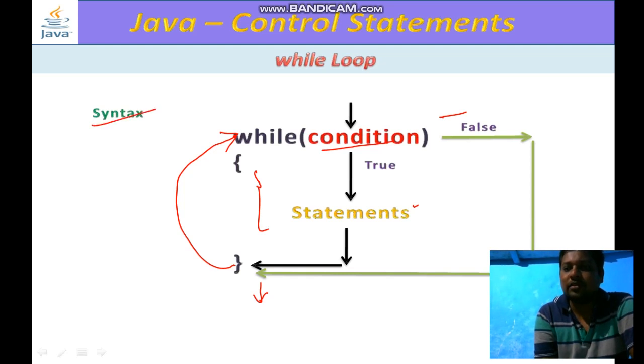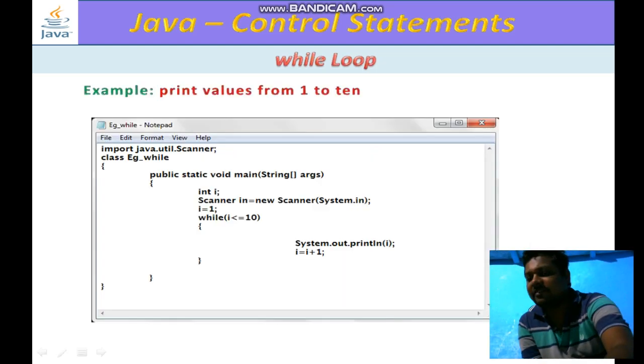Understand, students: the condition will be evaluated. If the condition is true, it will enter the while loop body and execute. Again it will go to the condition. If the condition is true again, it will execute, until the condition becomes false. The loop will continue its execution.